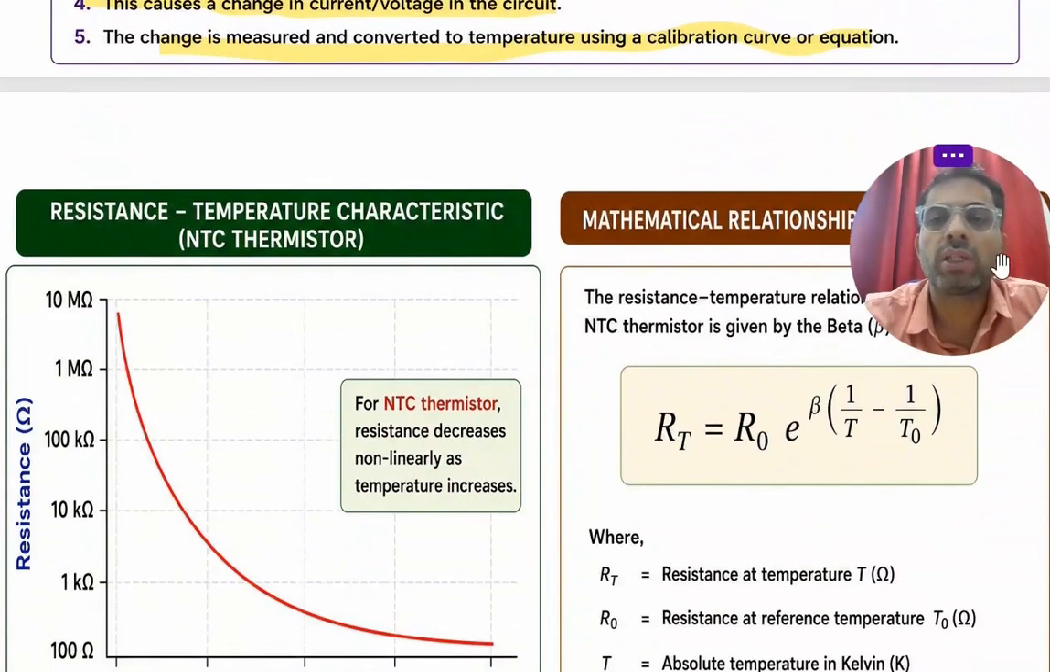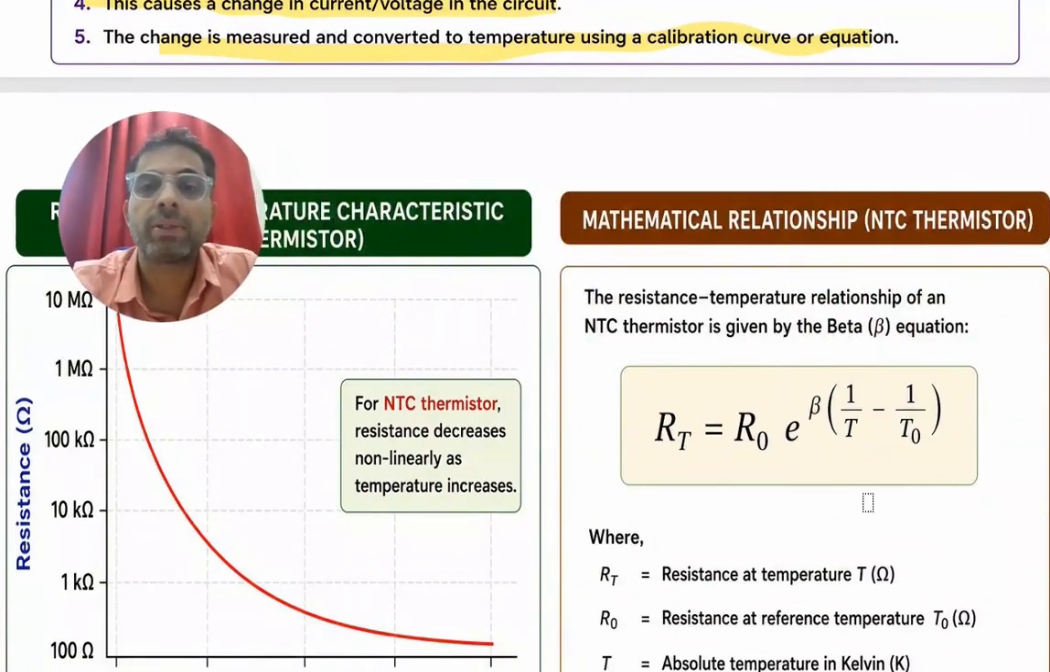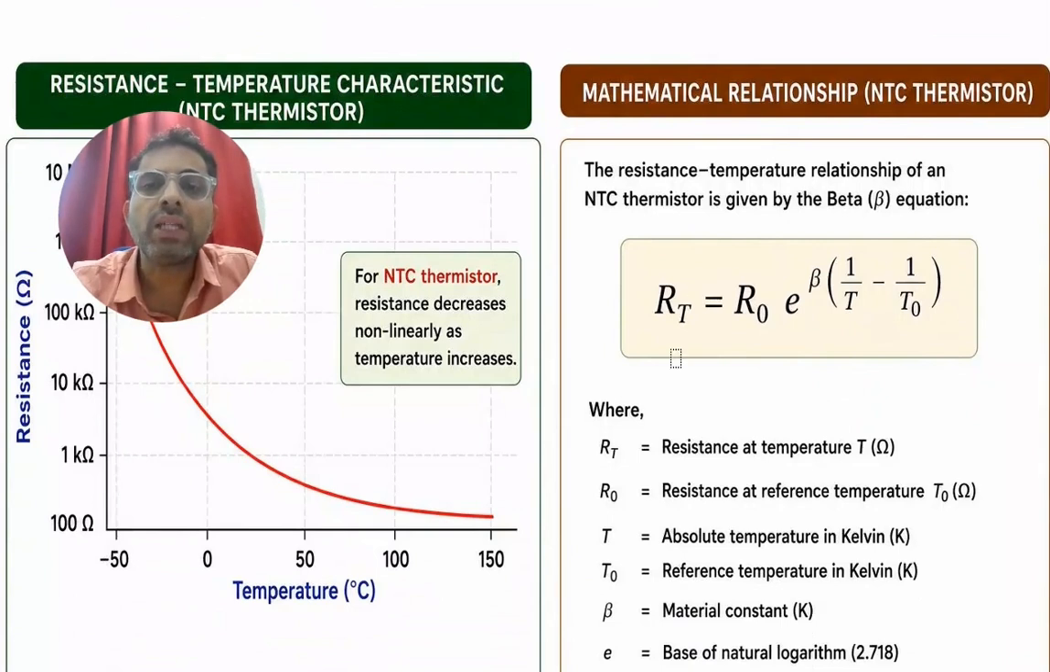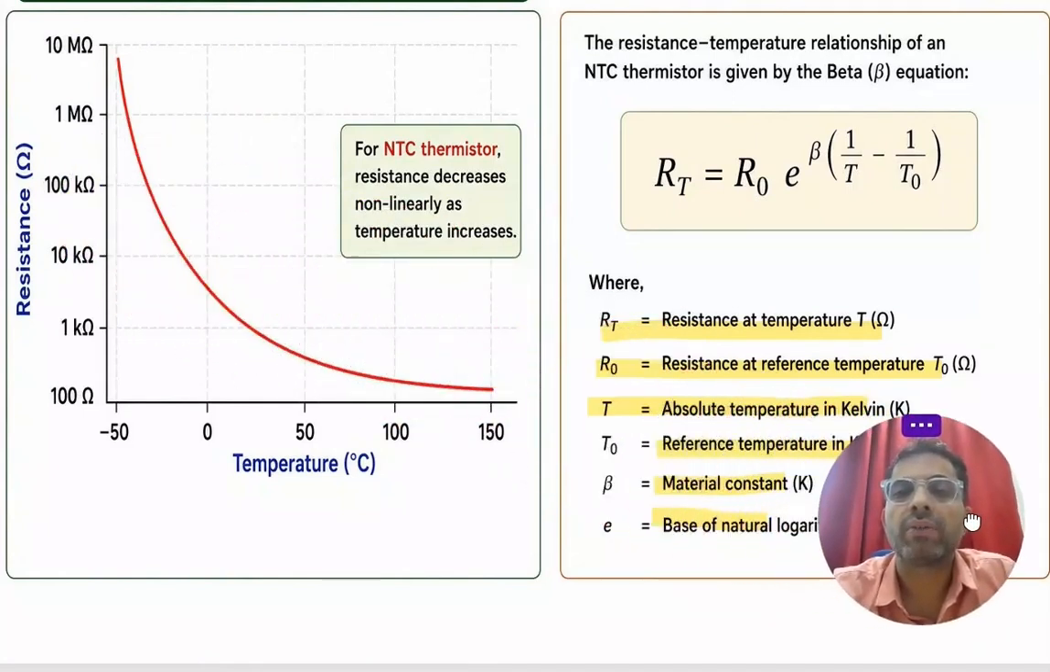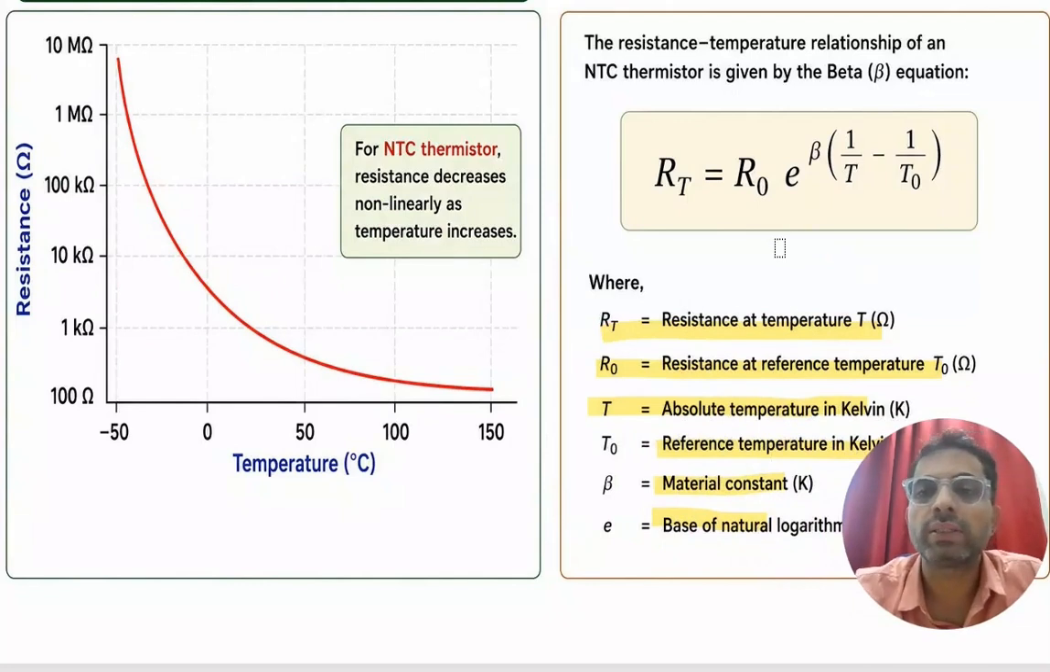So this is the equation you need to write in the examination. RT equals R0 e raised to B times (1 by T minus 1 by T0). So RT is the resistance at temperature T, R0 is the resistance at the reference temperature, T is the absolute temperature in Kelvin, T0 is the reference temperature in Kelvin, beta is the material constant, and e is the base of the natural logarithm, right? So this is the important equation for calculating the resistance with temperature.